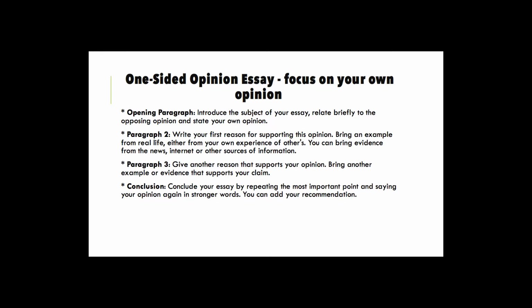And finally, the conclusion. Conclude your essay by repeating the most important point and saying your opinion again in stronger words.